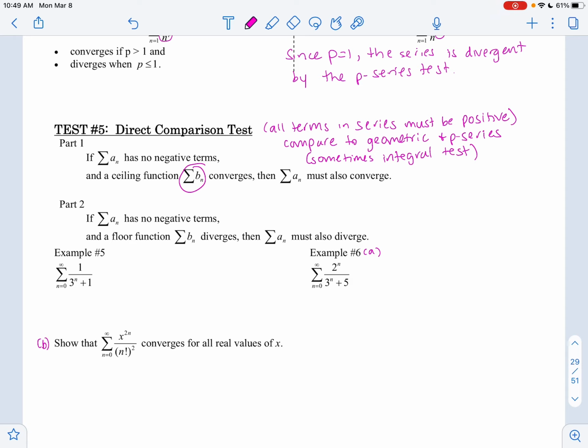In part 2, you have no negative terms. You have a floor function, which is beneath you, and it's all positive values, positive terms, and you notice that the floor starts moving up. Well, what happens to you if you're on the floor? You also must diverge. So those are the two cases that have to happen in order for you to use the direct comparison test.